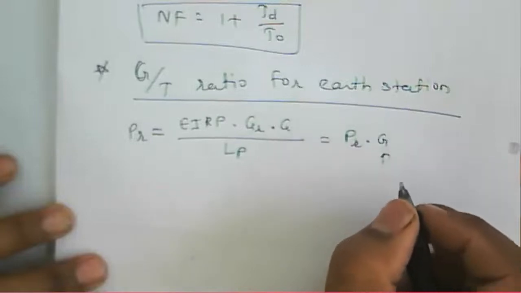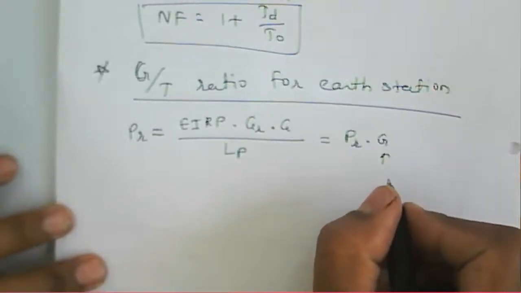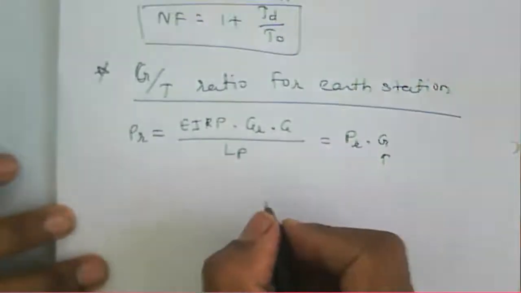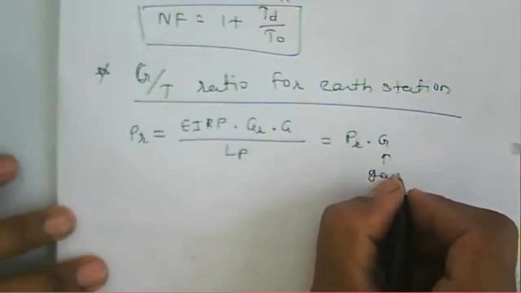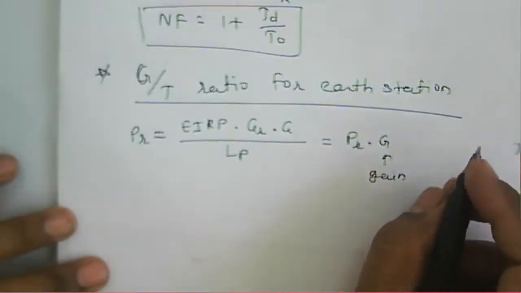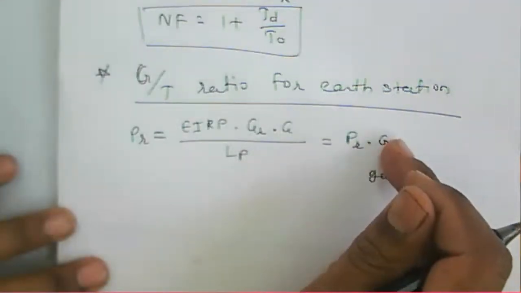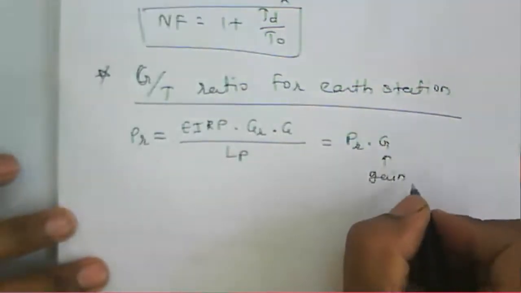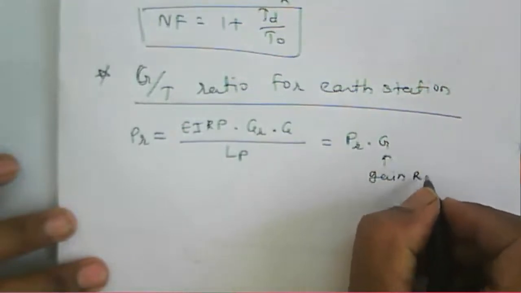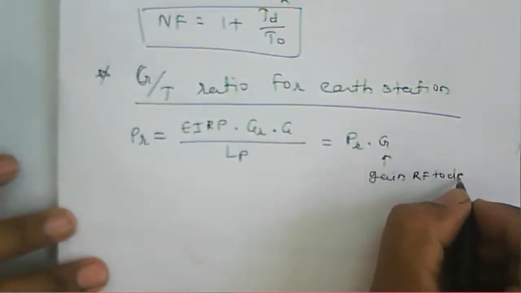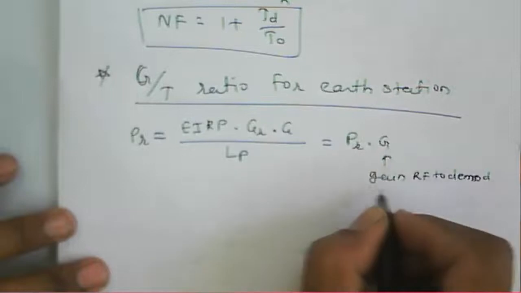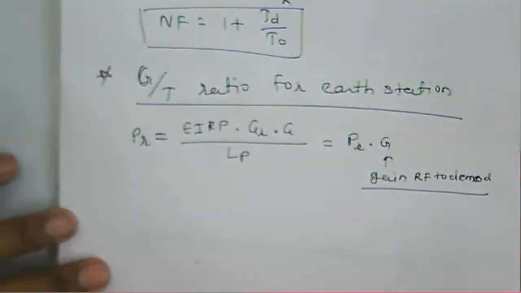because that is nothing but the gain of the receiver from the RF amplifier input to the demodulator input. That is the gain, which is G here.